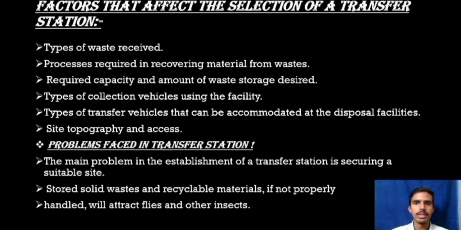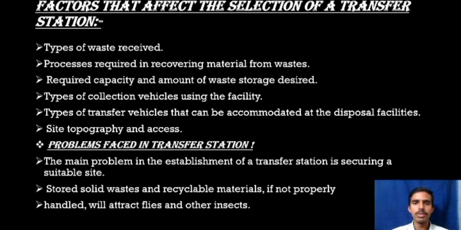Factors that affect the selection of transfer stations. These are the factors which help us to establish ideal transfer stations in all the aspects. The factors are types of waste received, processes required in recovering material from the waste, required capacity and amount of waste storage desired, type of collection vehicle using the facilities, types of transfer stations that can be accommodated at the disposal facilities, site topography, and access.